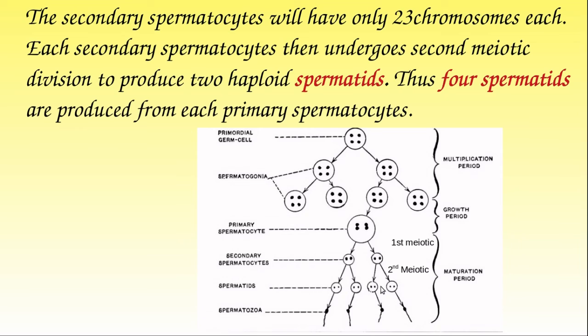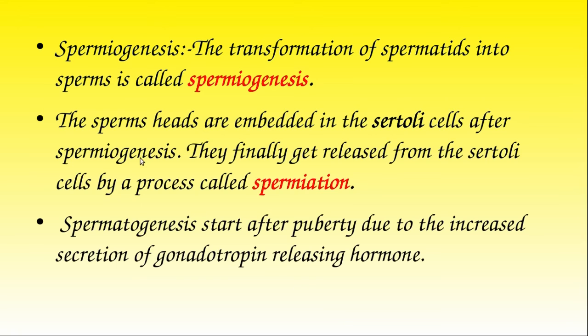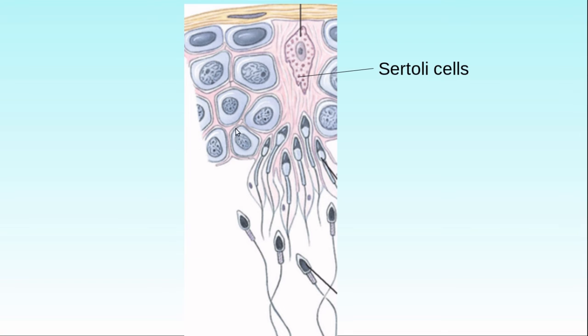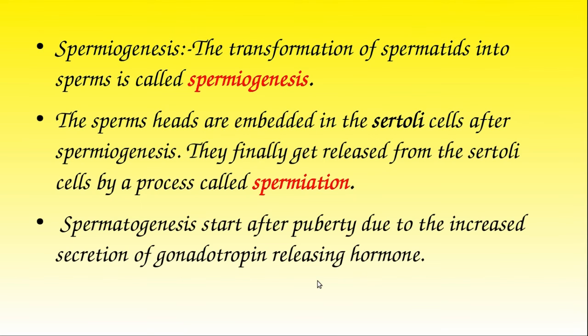And now in the next process, the spermatids get transformed into spermatozoa or sperms. That means from one primary spermatocyte, 4 spermatozoa or sperms are produced, and that process is called spermatogenesis. Now the sperm heads are embedded in the Sertoli cells after spermatogenesis. Now they get released from the Sertoli cells, and that process is called spermiation.